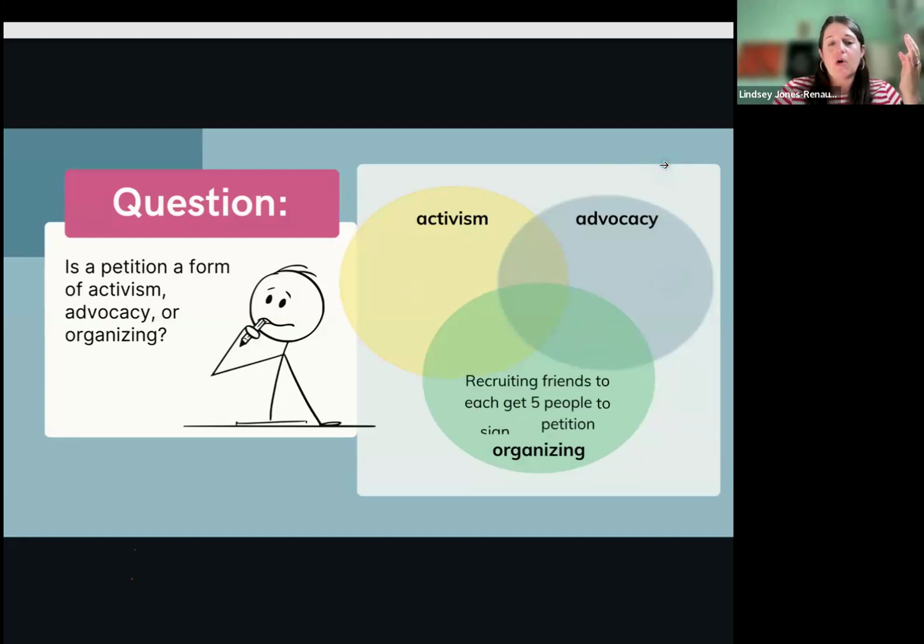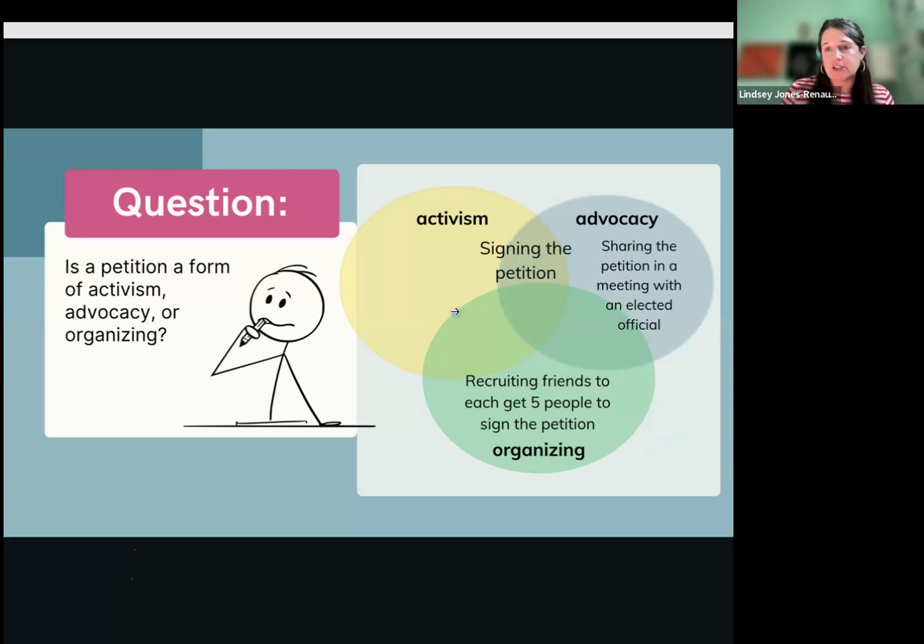An example of organizing would be recruiting friends to each get 5 people to sign the petition. So whoever is behind the petition, if they're getting more people to sign it and join this movement, then it could be a part of organizing. Advocacy, let me go ahead and share this. The act of signing the petition, if you're an individual signing it, could be activism, advocacy, maybe both. It depends on what the petition is saying and who it's for. And I'm not really sure it matters that much.